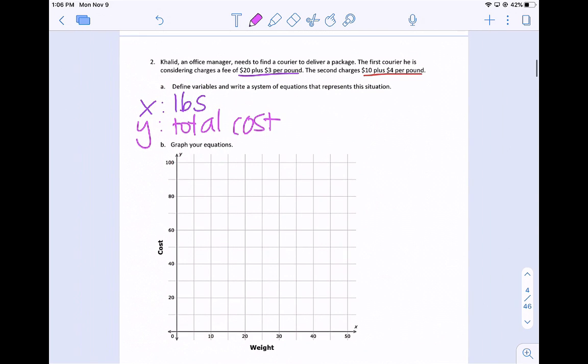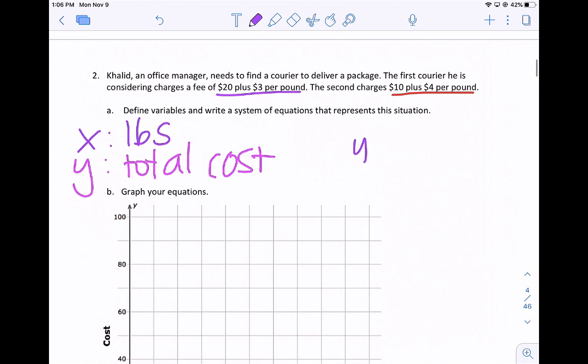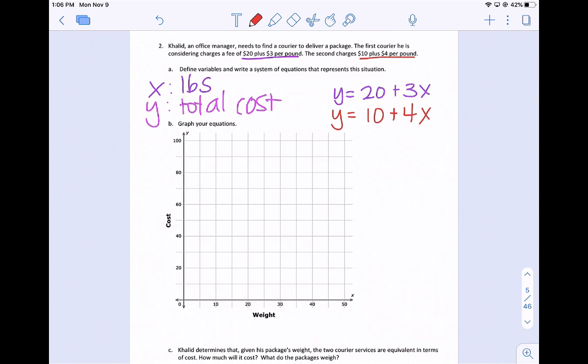All right, let's write our two equations. So the first one I'll do in purple. The first one is $20 flat fee plus $3 for every pound. And the second company charges $10, but they charge $4 per pound. So depending on how heavy your package is, one of these is going to be cheaper than the other, unless they're tied, of course. All right, so let's graph the first one.